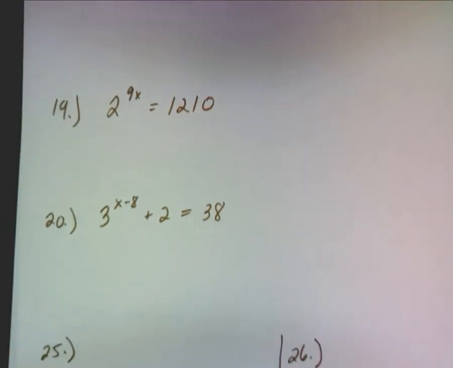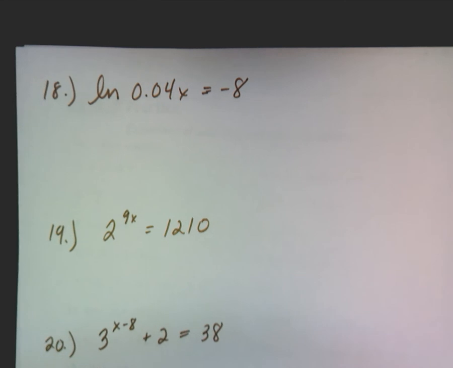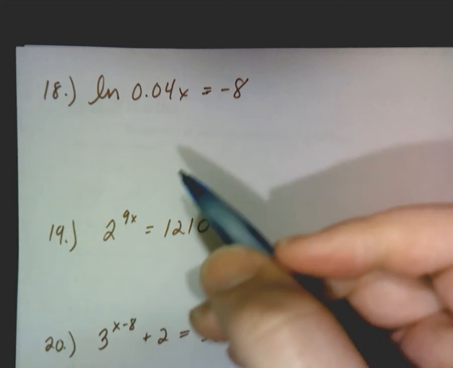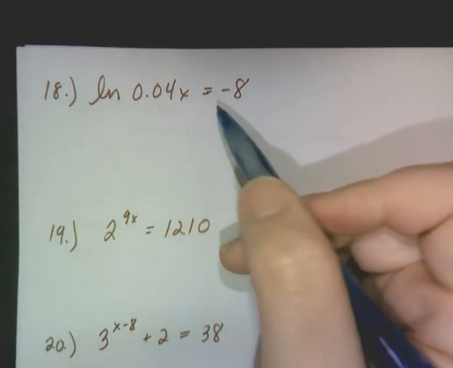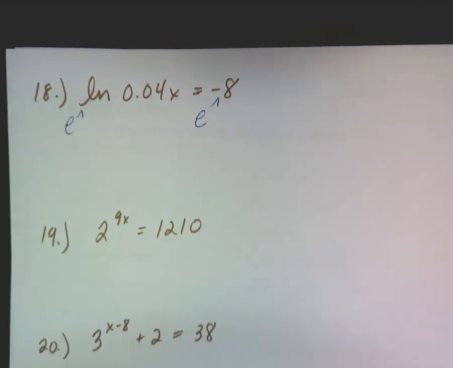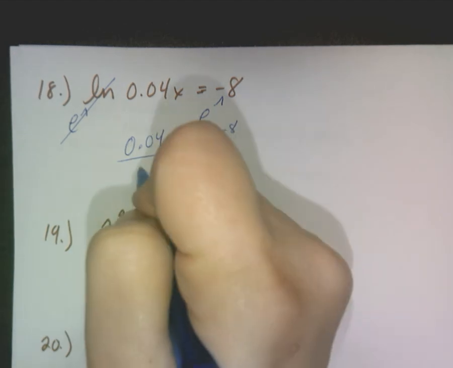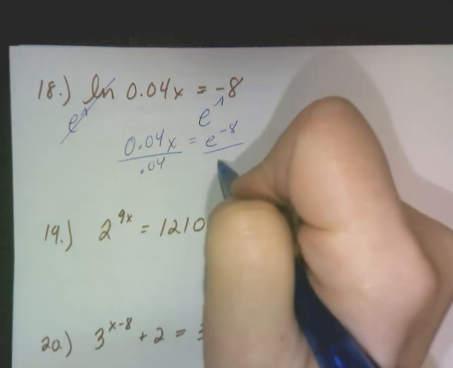18, 19, 20, 25, and 26. Last few right here. All right, the ln of 0.04x equal to negative 8. Okay, to undo an ln, we e it. The e and the ln cancel. You're left with 0.04x equals e to the negative 8, and then divide by 0.04.